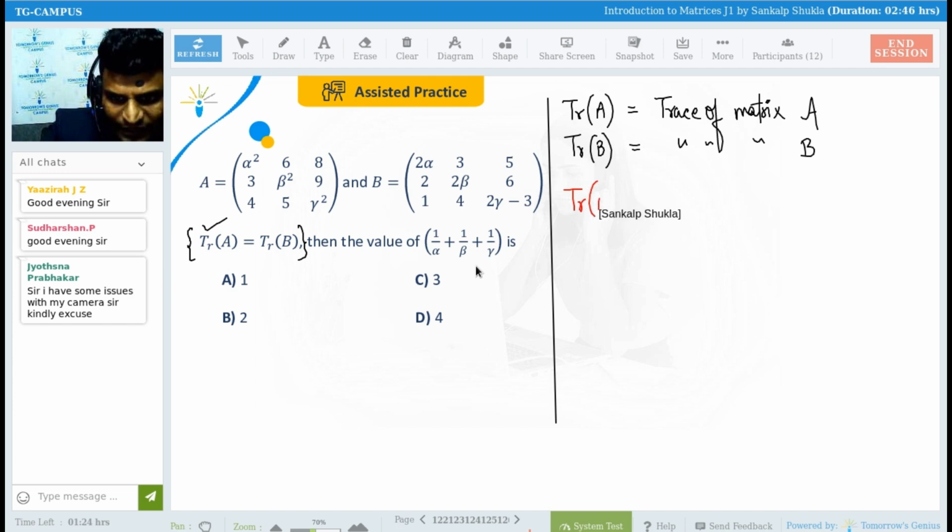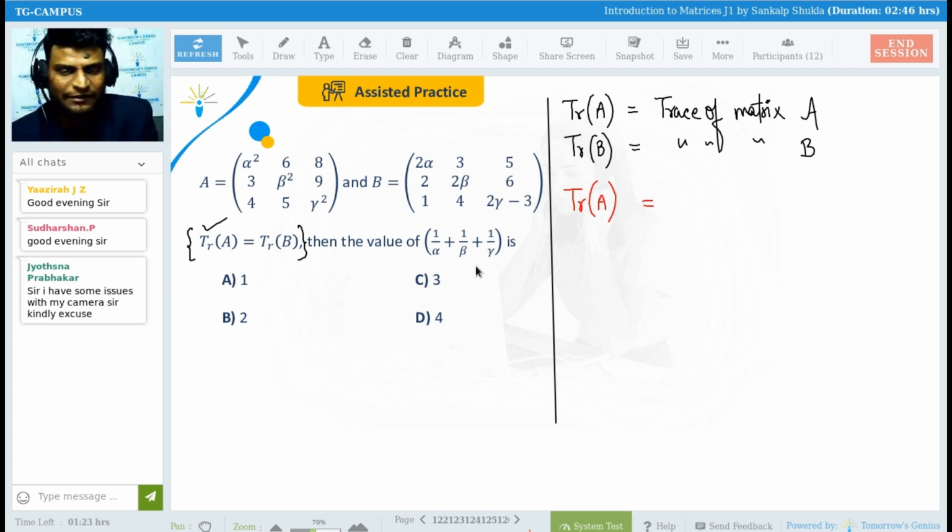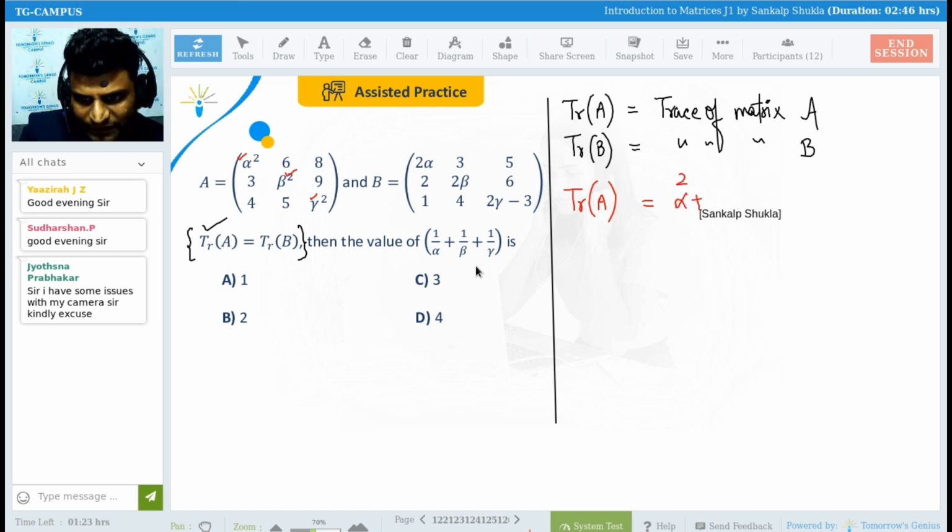So what will be the trace of A? As I can see, what are the elements of the diagonal? Alpha square, beta square, gamma square. And what do you mean by the trace of a matrix? In the trace of a matrix, you just have to add all the elements of the diagonal, right? So I'll write alpha square plus beta square plus gamma square.